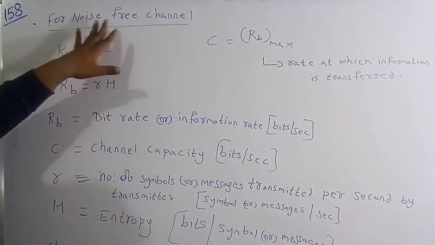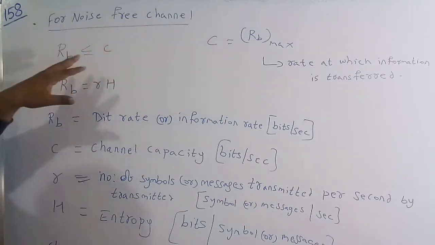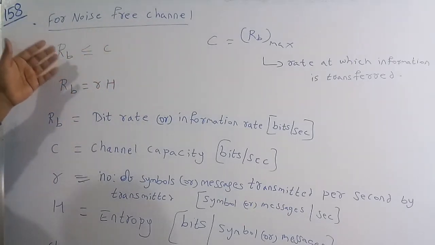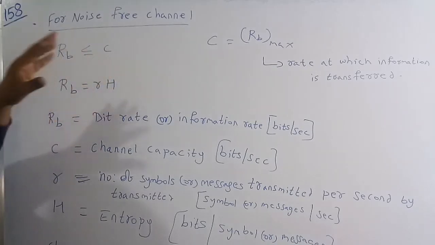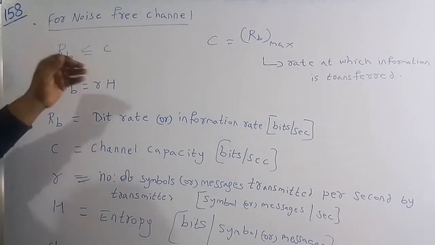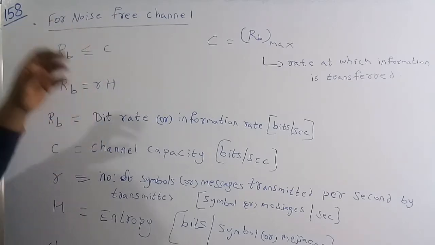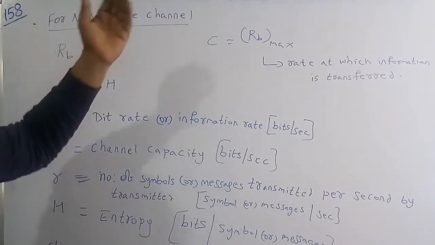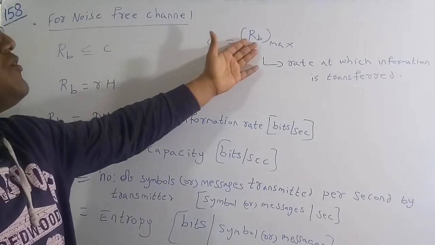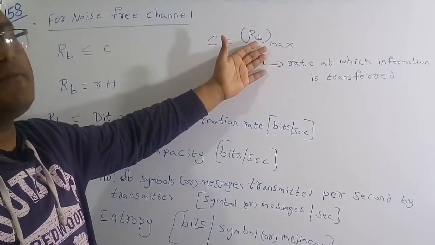For a noise free channel, the basic condition is that the rate at which the information is transferred is always less than or equal to the channel capacity. But for noiseless transmission there is no noise in the channel, so we can use the maximum amount of channel capacity. Therefore the maximum channel capacity is equal to the maximum rate at which the bits are transferred.